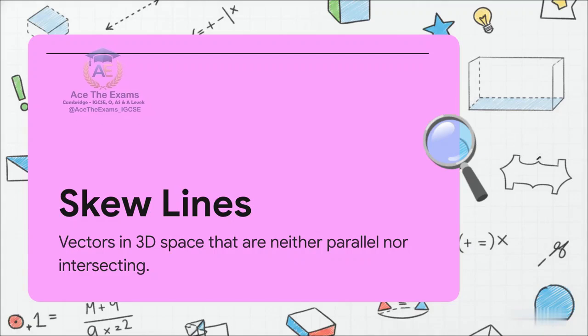I want you to picture this. Imagine one airplane flying dead north at an altitude of exactly 10,000 feet. Now imagine another airplane flying dead east, but way up at 30,000 feet. Are they parallel? No. They're heading in totally different directions. Will they ever intersect? No. Because of that massive altitude difference, they will never touch. They literally just pass in the night.